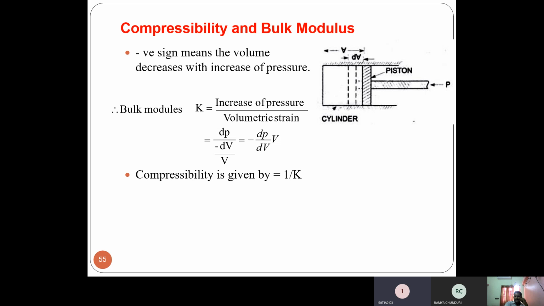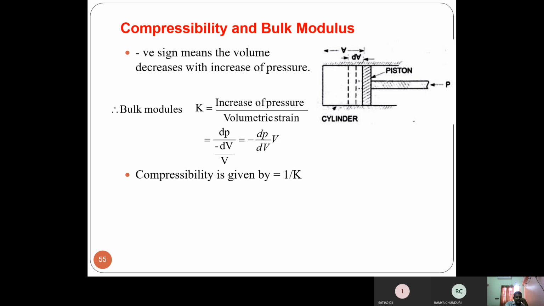Here is one hint on how to remember the symbol for bulk modulus. If you read the term bulk, in the term bulk there is a K.